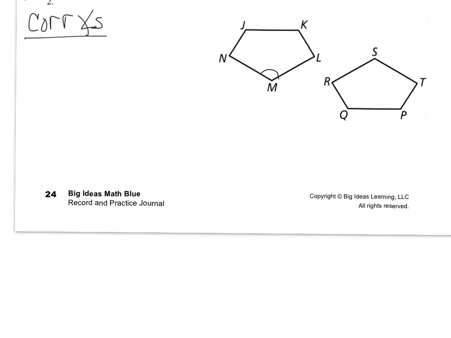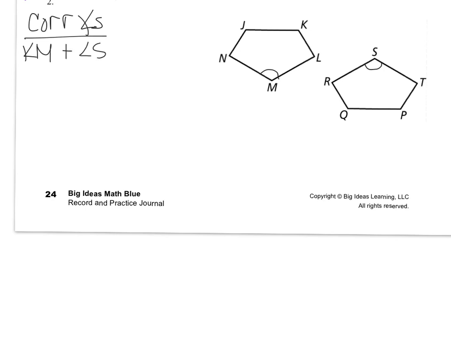Even though they're both pentagons, angle M on the left pentagon is on the bottom, but the corresponding angle on the right figure is actually on the top. So both of those I feel are pretty obvious that those are corresponding angles. So angle M and angle S.